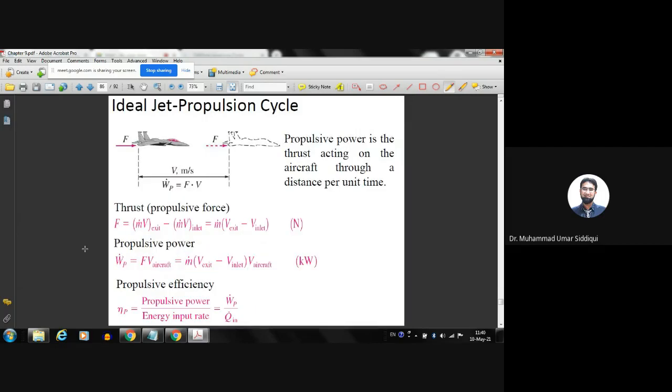So once we have these things, we can determine the propulsive power. The main thing would be to find out the velocity at the exit of the nozzle. This is going to give us the thrust. When you multiply it by the velocity of the aircraft, that's going to give us the propulsive power. And once we have the propulsive power and know the energy input that we are supplying, we can determine the propulsive efficiency of this jet engine.